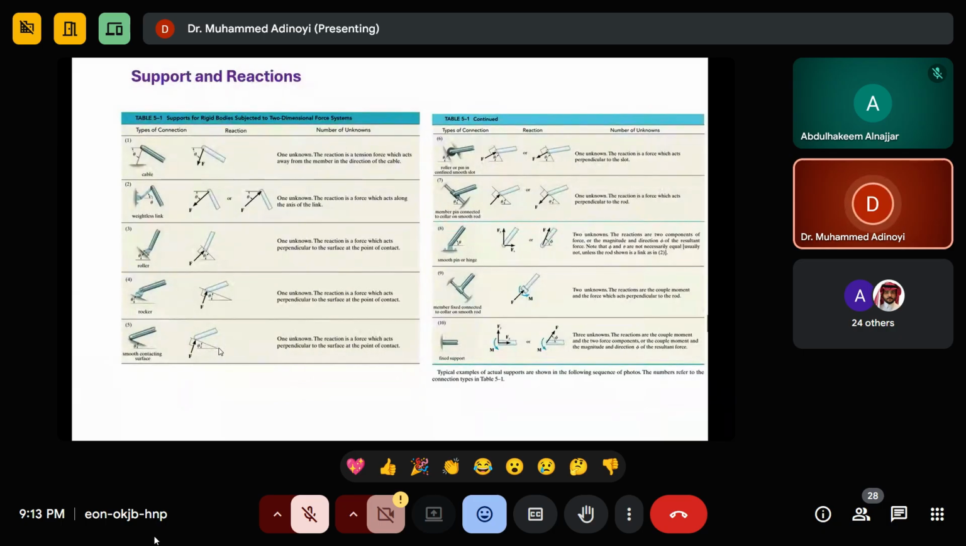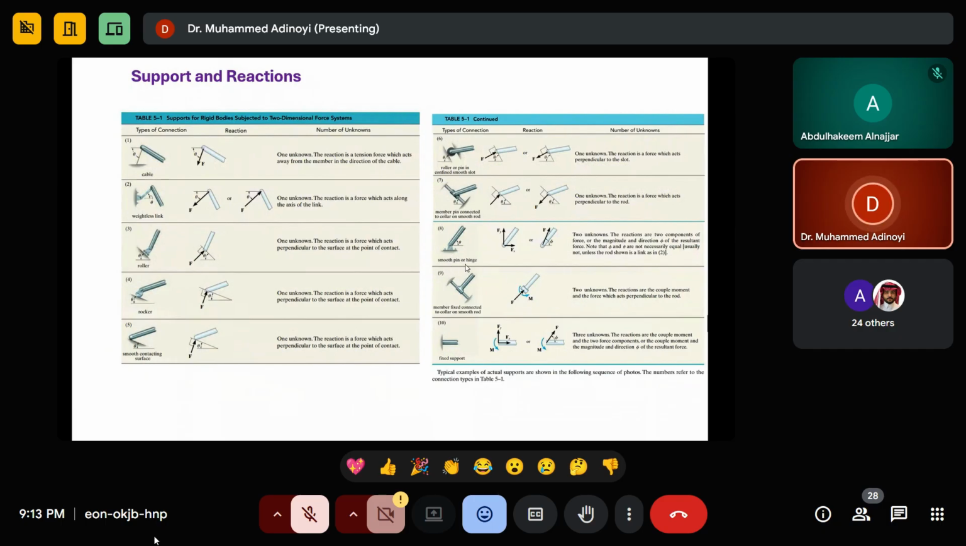So these are the types of supports. But when you have a fixed support, look at this one, number 10. You have a reaction in X, a reaction in Y, and you have a moment. So you have 3 unknowns: Fy, Fx, and the moment. So the reactions are the couple moment and the 2 force components. Here you have 2 unknowns, 1 reaction and then a moment.